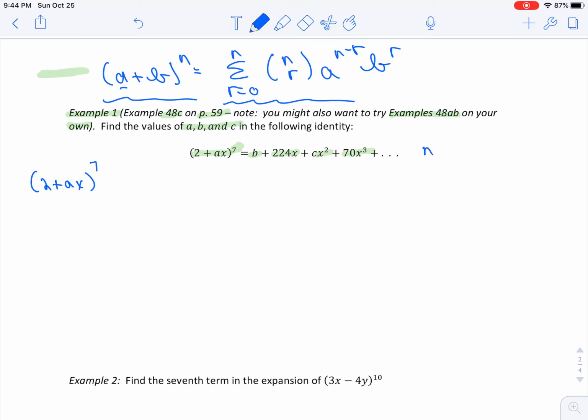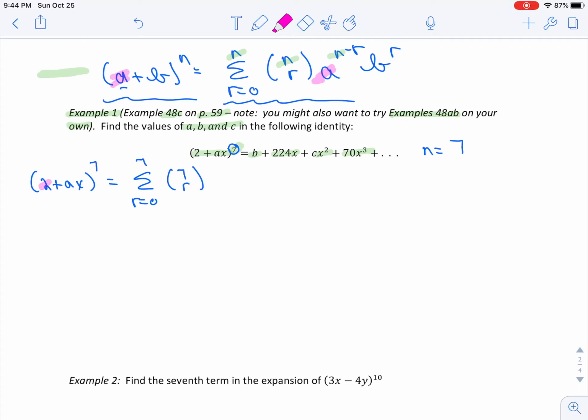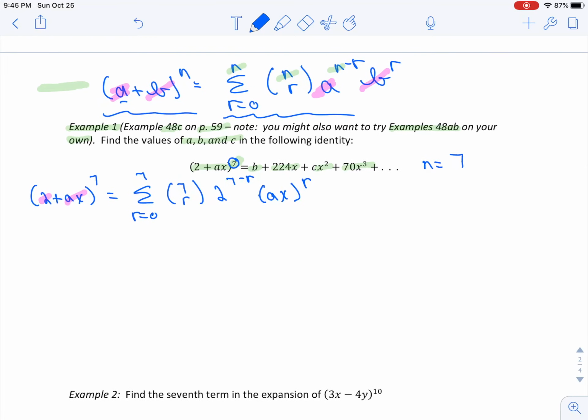So notice in this problem that the value of n is 7. That's the binomial power. And so we're going to be subbing 7 in for n in each of these places. And so we're going to end up with the sum for r equals 0 to 7 of 7 choose r. And then a, remember, is the first term. And our first term is 2. So we're going to have 2 to the 7 minus r times b, and notice that b is the second term, which is ax. So we're going to get times ax to the r.